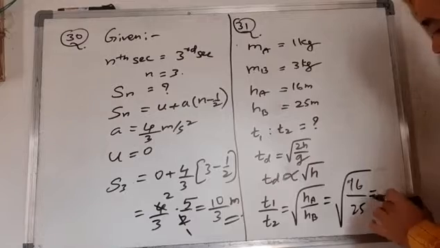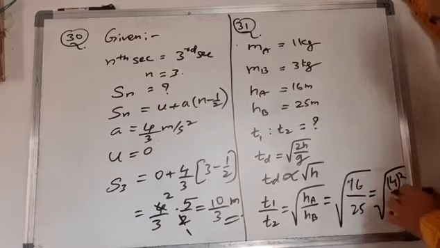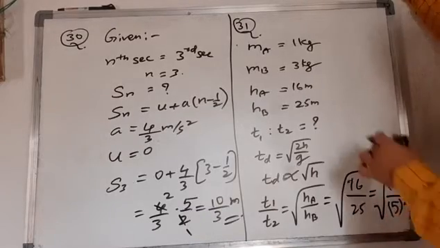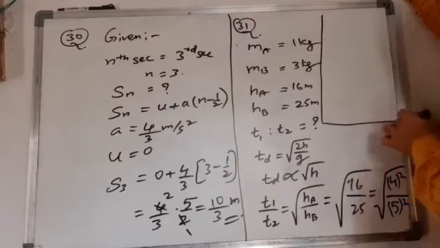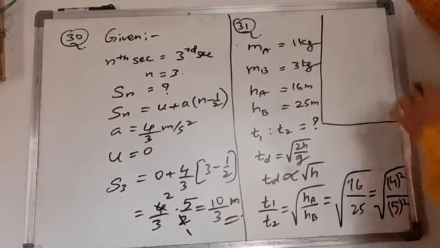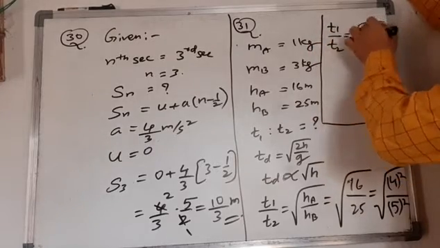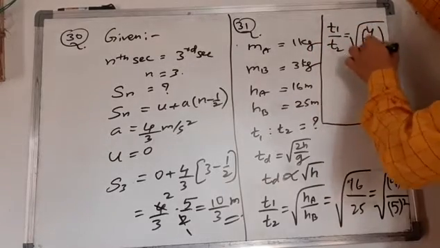So this is equal to 16, we can write as 4 square. 25 we can write as 5 square. So here 4 square by 5 square means this square we can write as whole square. So T1 by T2 is equal to under root of (4 by 5) whole square.